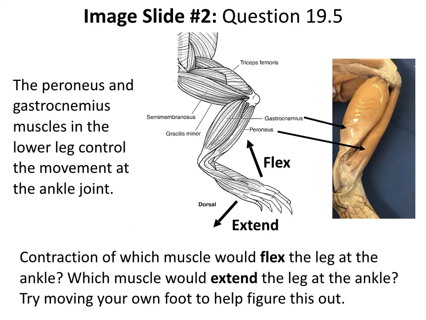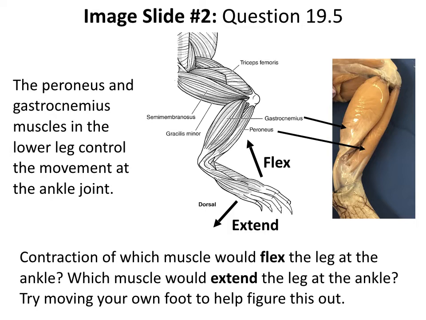All right, the next thing to talk about are leg muscles. The first part of this talks about the muscles surrounding the tibiofibula, the lower part of the leg between the knee and the ankle. There are basically two that you need to understand here: the gastrocnemius and the peroneus.